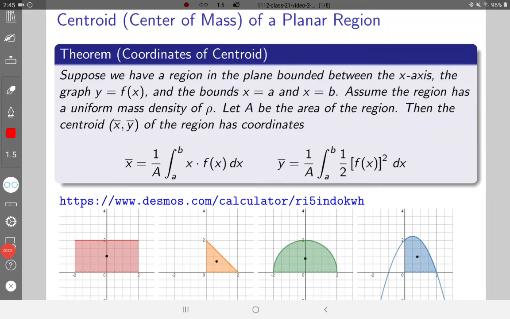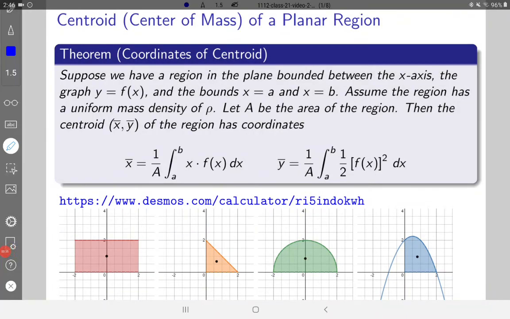Hello. In this video, we are going to take the integration formulas that we derived in the previous video that determine the centroid, or the center of mass, of a planar region. And we're going to apply those formulas to calculate the centroids of a few examples that I have chosen that you can see down here at the bottom of the screen. We will look at a rectangle, a triangle, a semicircle, and this region that is underneath part of a parabola.